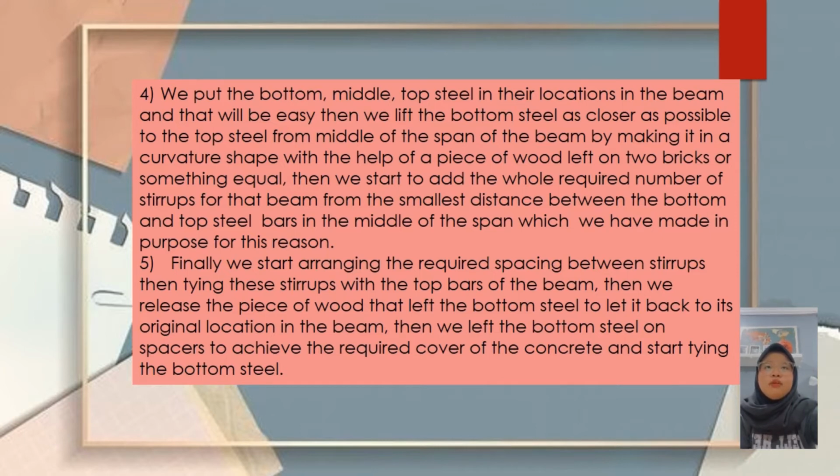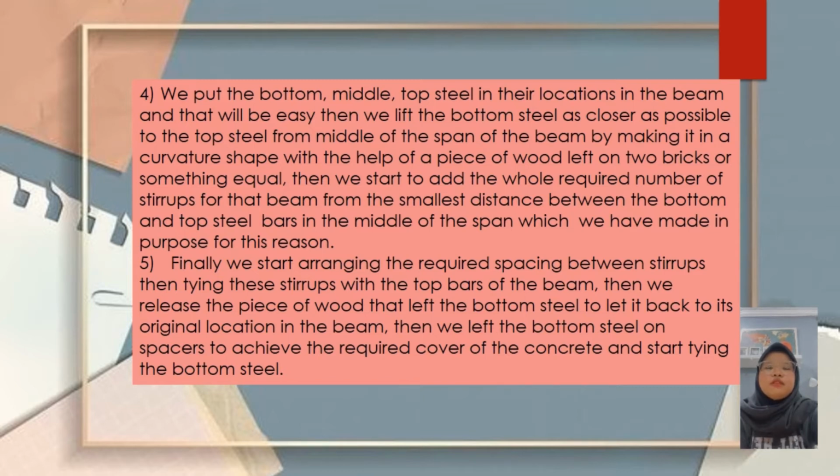Then we lift the bottom steel as close as possible to the top steel from the middle of the span of the beam by making it in a curvature shape with the help of a piece of wood left on a brick or something equal. Then we start to add the whole required number of stirrups for that beam from the smallest distance between the bottom and top steel bar in the middle of the span, which we have made on purpose for this reason.